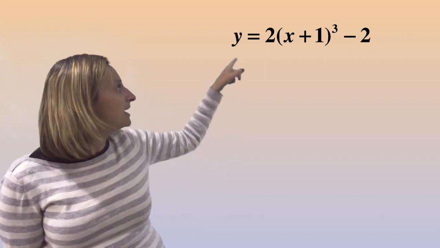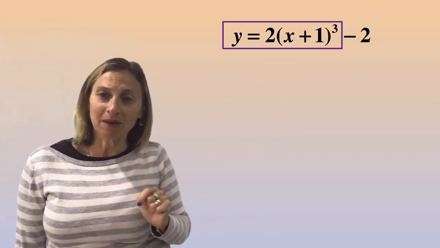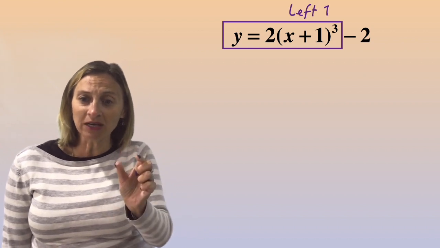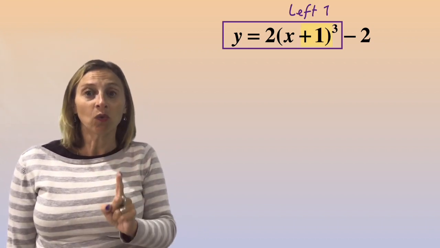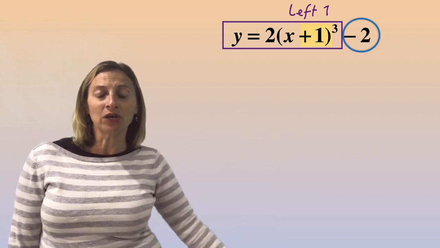So here we have our basic x cubed. It's positive. But we know that it's got something attached to the x. It's a plus 1. That's going to move it to the left 1. And then our minus 2 at the end moves it down 2.